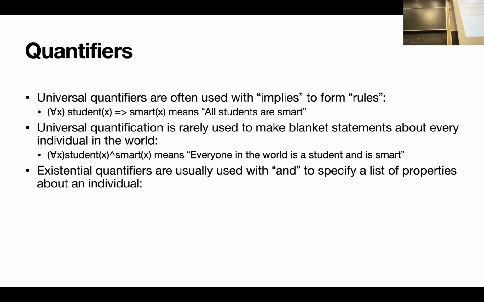Existential quantifiers, on the other hand, are usually used with and to specify a list of properties about an individual. For example, there exists someone who's both a student and smart; more clearly, there is a student that is also smart.